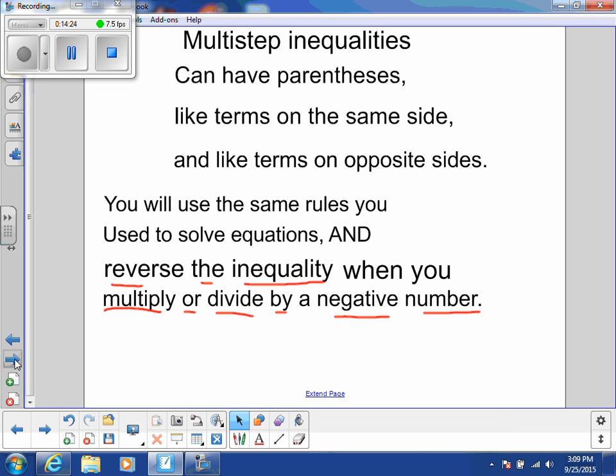Take your time reviewing these equations that you just worked through. Make sure you understand how to solve them and bring in any questions you have when you come into class tomorrow.